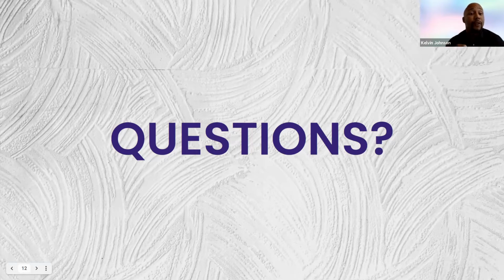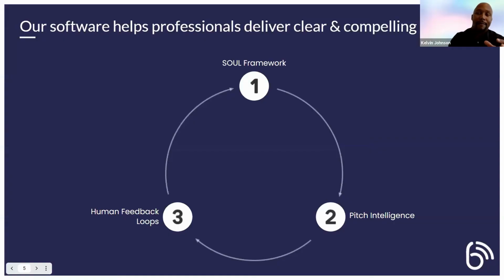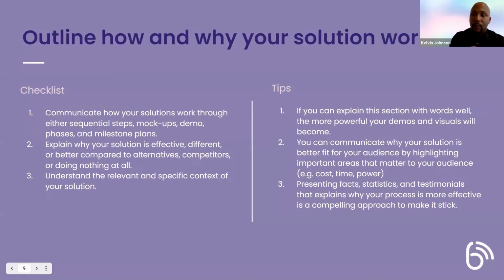Now, if you have different products for different solutions, there may be ways to handle it. I'm a big fan of phases, right? Even if we go back here, these are three different products. For brevity, the SOUL framework is one, Pitch Intelligence is a different product, and then the human feedback loop is a different product. So I infuse it all into one slide just to show the different phases of our total platform. Yeah, that's helpful. Thank you.